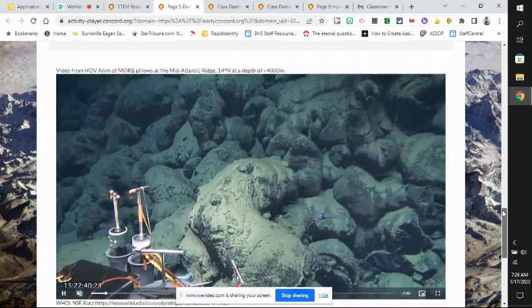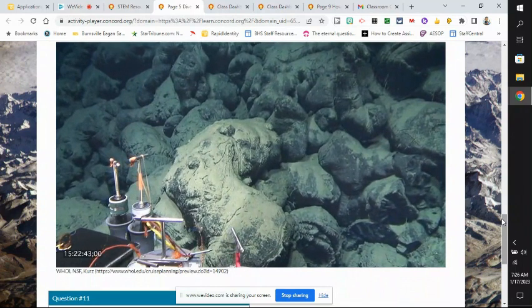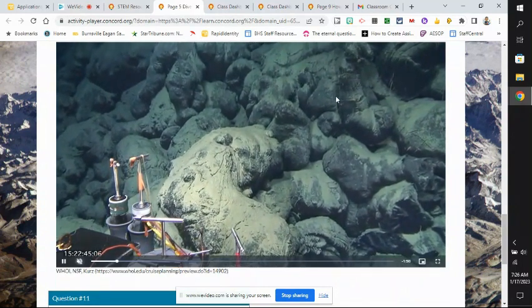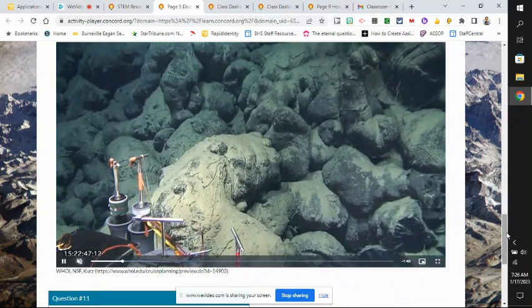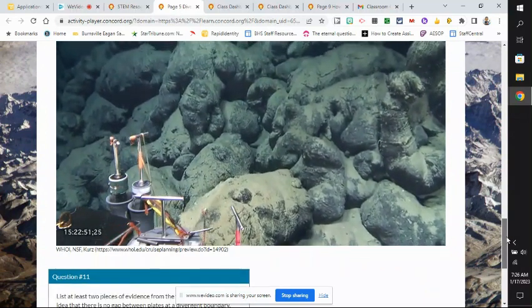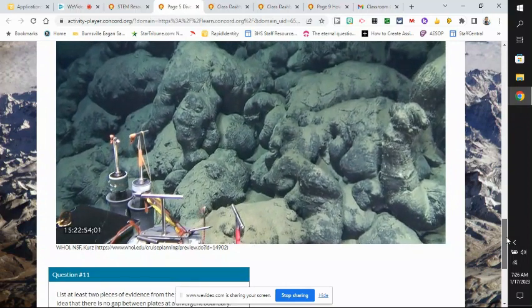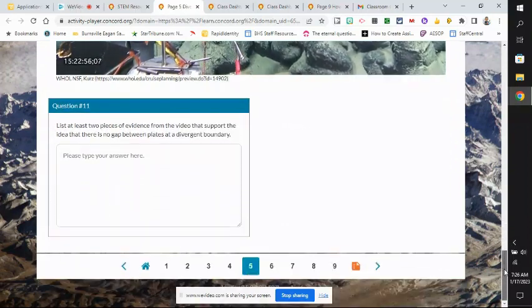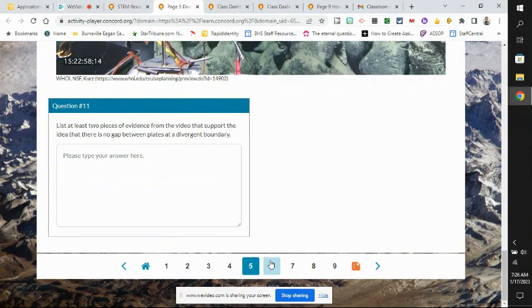This is actually exploring the volcanic rocks on the ocean floor at a mid-ocean ridge. And so what's happening is the rocks, as they come upward, solidify, right? And so they're forming solid rock. That's why there's no big gap into the earth at the mid-ocean ridge.